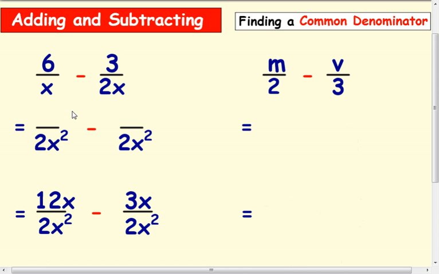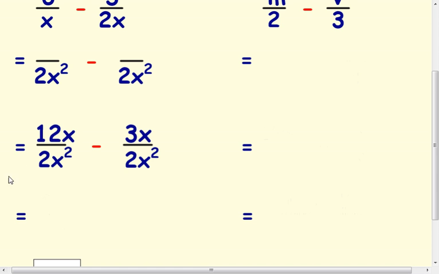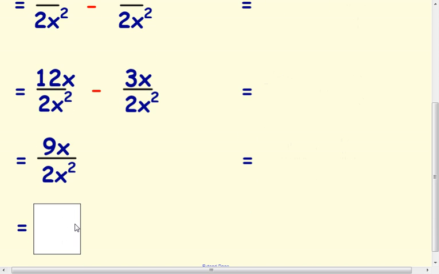Now you don't need to put this middle line in, you're working. You can just fill in the top. I've just done it here to show you what the common denominator is, but you can jump straight from that to this line here. Okay, now we've got a common denominator. You can actually just do the 12x take away the 3x to get 9x over 2x squared. And then you have to cancel down, so you have to divide top by x and the bottom by x, which leaves you with 9 over 2x squared.